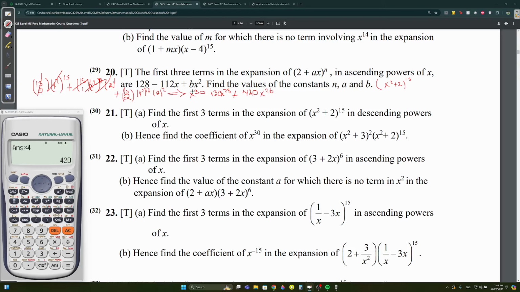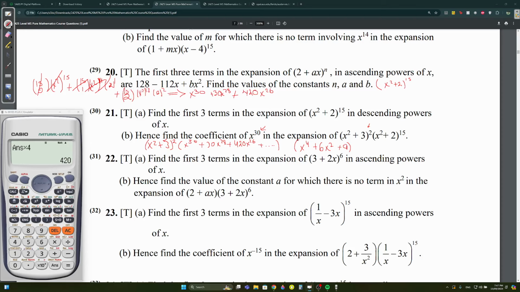Okay, so we got this. Find the coefficient of x to the power of 30 in the expansion here. Let's rewrite this in terms of x squared plus 3 all squared, times x to the power of 30 plus 30x to the power of 28 plus 420x to the power of 26 plus dot dot dot. Are we done? No, we're not. This is squared, but this is easy to expand. For squared, it's a squared plus 2ab plus b squared, right? So it's going to be a squared, x squared squared, which is x to the power of 4, plus 2ab, so 2 times x squared times 3 is 6x squared, plus b squared, which is 3 squared, which is 9.